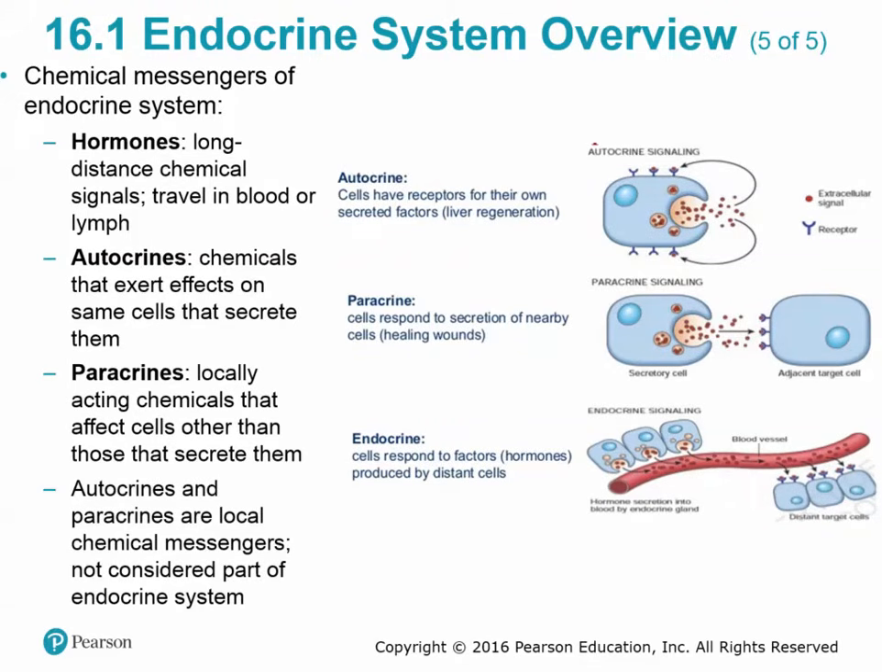So a paracrine, para means beside or next to. These are locally acting chemicals that are going to affect cells other than those that secrete them, but still nearby. They're not traveling very long distances, so maybe within the same tissue area. Because the autocrines and paracrines are considered local chemical messengers and not long distance, we don't focus on those in the endocrine system.